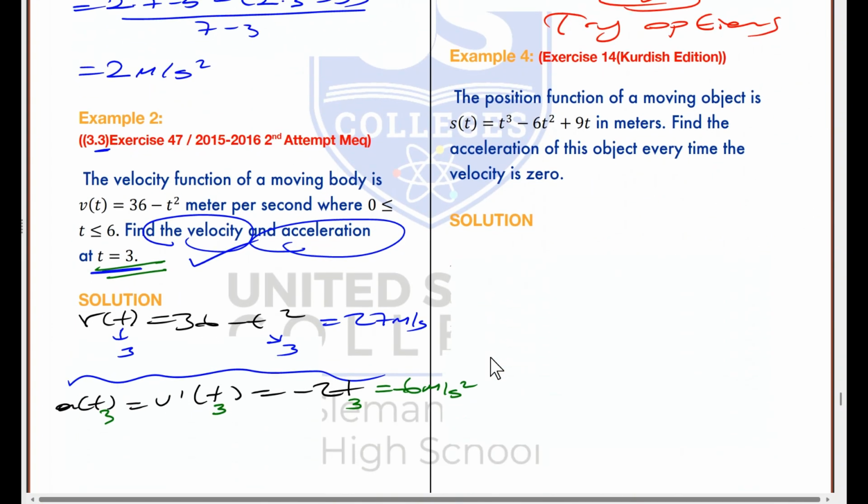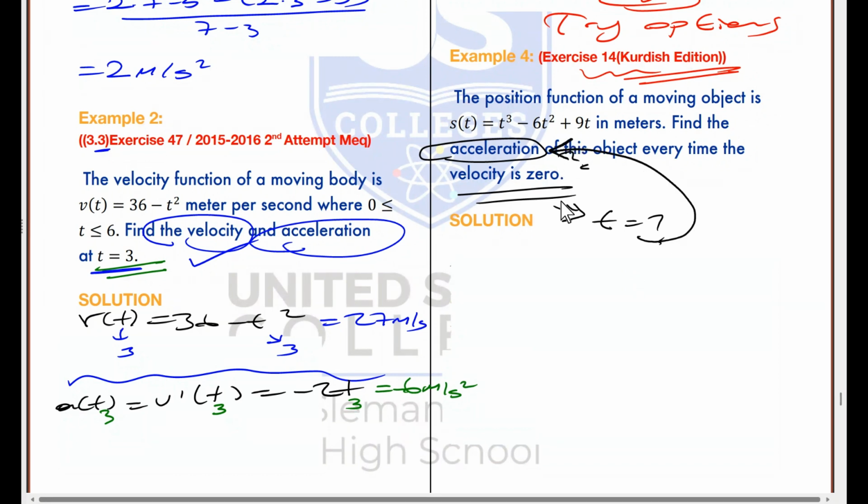Okay, another type of question. This type came in Vezari once, and it's in the exercises part in the Kurdish edition. It was in the English book before, but it's removed. Now it's in the Kurdish book. We are given the position function. We are asked to find acceleration where velocity is 0. So we are going to find our velocity first, equalize it to 0. When we equalize the velocity to 0, we will find t's. After we find t, we will put t back in the acceleration.